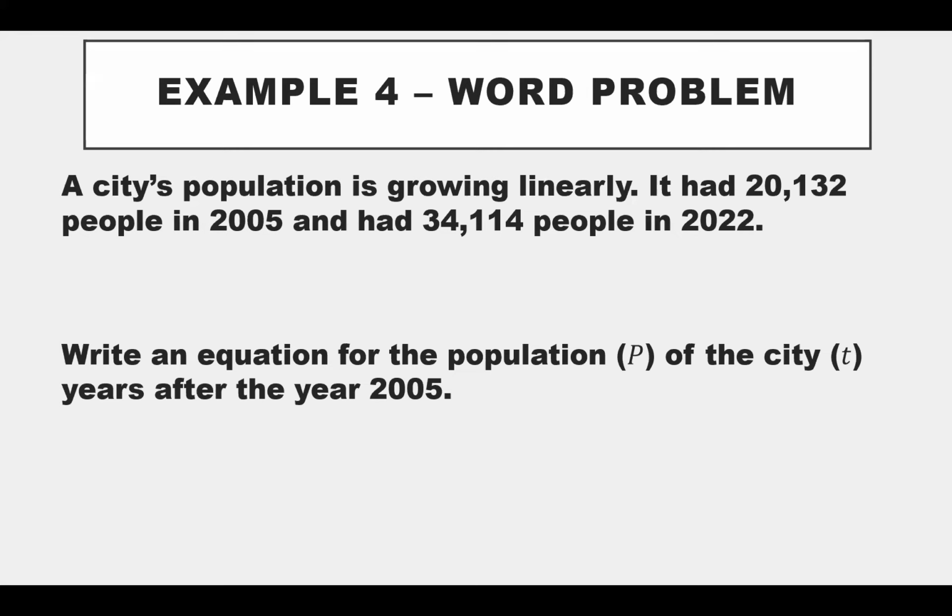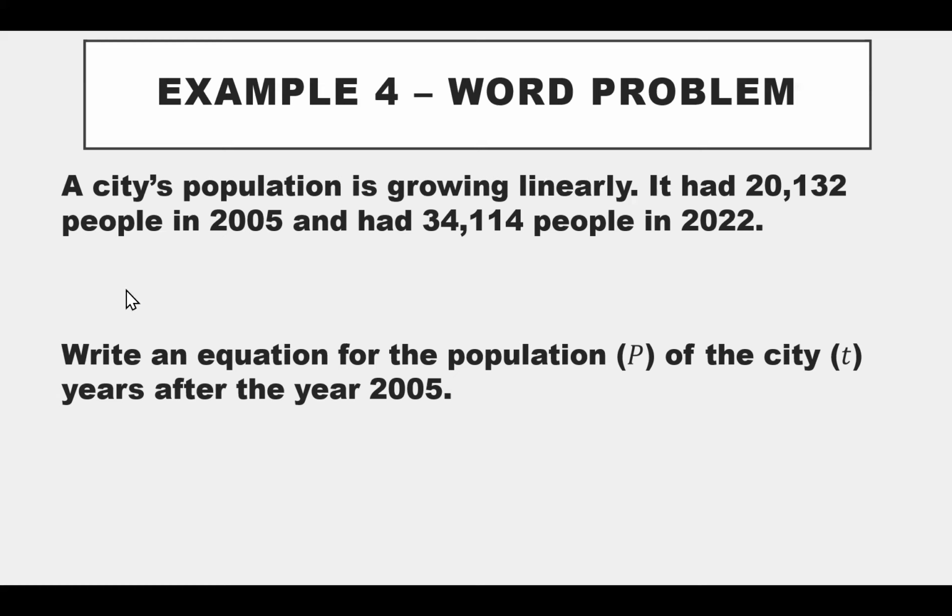Let's do another example. Let's say there is a city whose population is growing linearly. It had 20,132 people in 2005 and had 34,114 people in 2022. Let's write an equation for the population of the city T years after 2005. So in this case, T stands for the number of years after 2005.